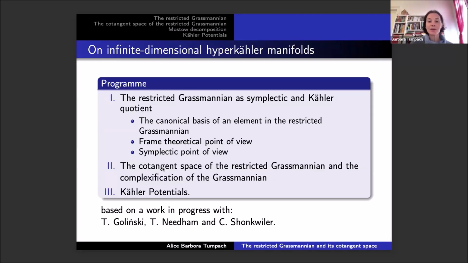And then I will make the link with frame theory. So I will give a frame theoretical point of view and then a symplectic point of view. Then I will go to the cotangent space of the restricted Grassmannian, and we will see that it will be diffeomorphic to a complexification of the Grassmannian. So I will explain this, and if time permits, I will speak about Kähler potentials, but probably I will just show you the formulas and explain, and this will explain what I did before.